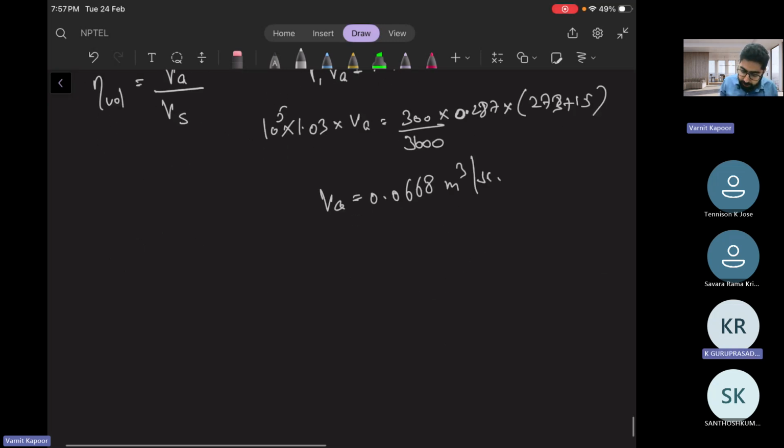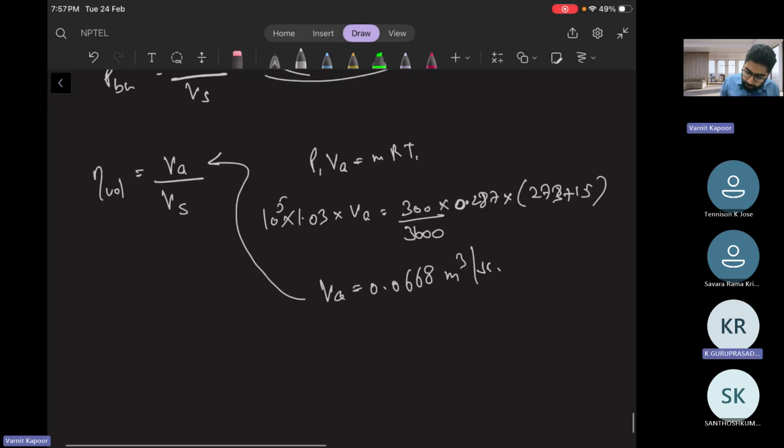Now put P1 in these units also, kilonewton per meter square. So it will be 10 to the power of 2 in that sense. Swept volume we know, we actually got. So the volumetric efficiency from here will come out to be 72.17%. This is your volumetric efficiency.